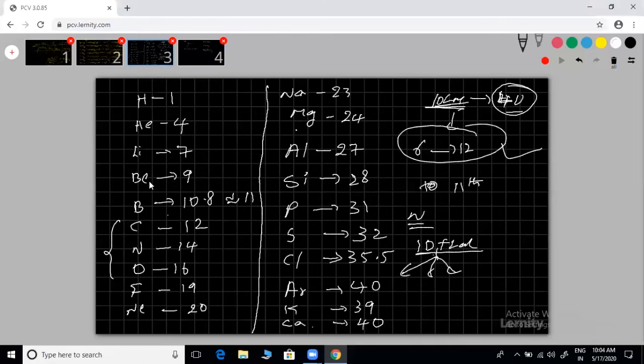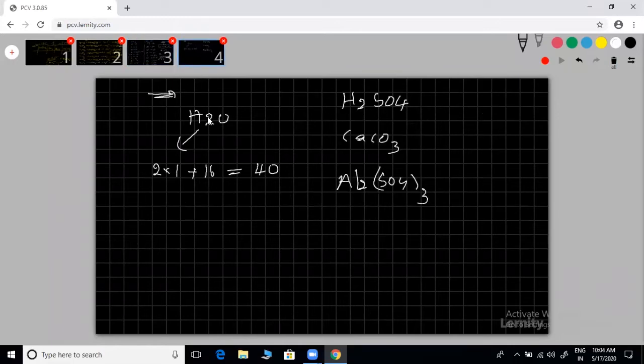Okay, fine. Hydrogen, how much weight here given? 1 gram. Is it correct? Oxygen, how much? 16. So how many hydrogens are there here? 2 hydrogens. Each hydrogen how much value? 1. 1 into how many hydrogens? 2. Plus each oxygen how much? 16. So 2 plus 16, how much are you getting? Sorry, not 40. 18.